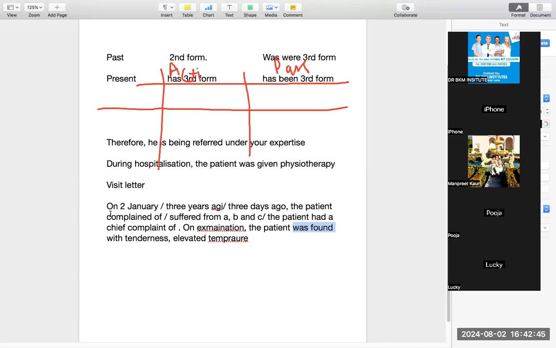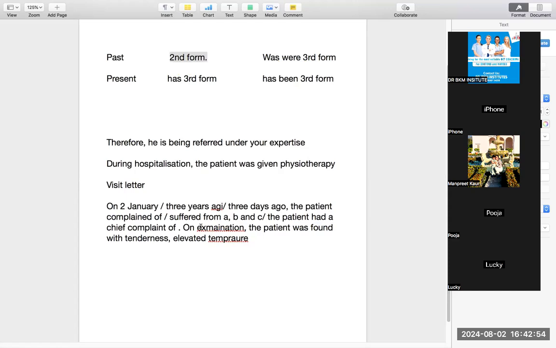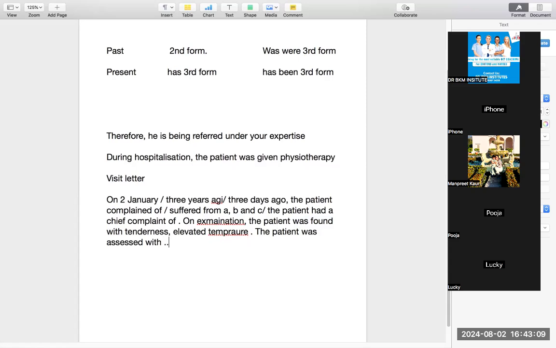So active, patient complained of. Here is second form, active. Passive, on examination, the patient was found with. You can also use the word the patient was assessed with. Whatever signs are given, symptoms you have told, signs you have told, what now will happen?